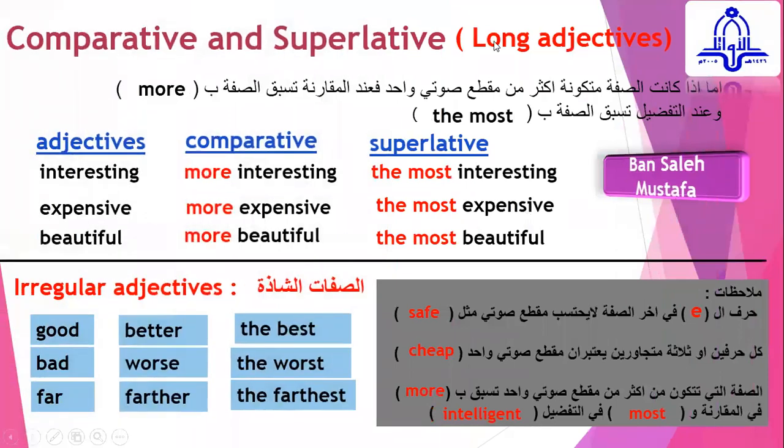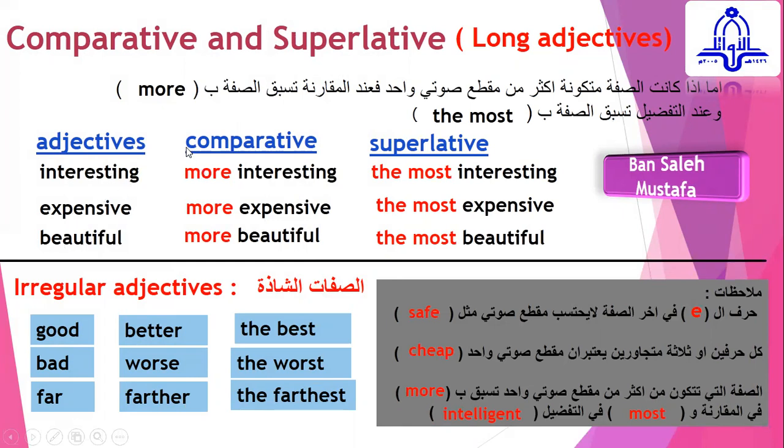Now we will complete with long adjectives. الآن نشرح الصفات الطويلة أو اللي it consists of more than one syllable sound. إذا كانت الصفة متكونة من أكثر من مقطع صوتي واحد فعند المقارنة we said that it should precede it with more وعند التفضيل it should precede it with the most. For example, here we have the adjectives. عندي الصفات interesting ممتع, expensive غالي, beautiful جميل.